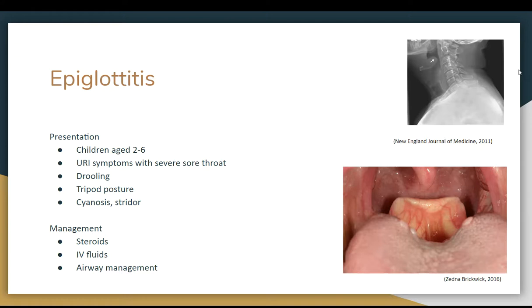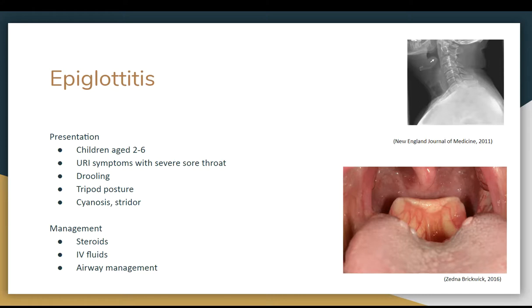One more complication that we sometimes see of the throat is epiglottitis. Epiglottitis is a swelling of the epiglottis that occurs due to infection, and this occurs in children ages 2 through 6 primarily. They will have upper respiratory infection symptoms with a severe sore throat. Again, that drooling will come back, and they may have a tripod posture, so they kind of prop themselves forward in an effort to support their breathing. They may look cyanotic or have stridor.